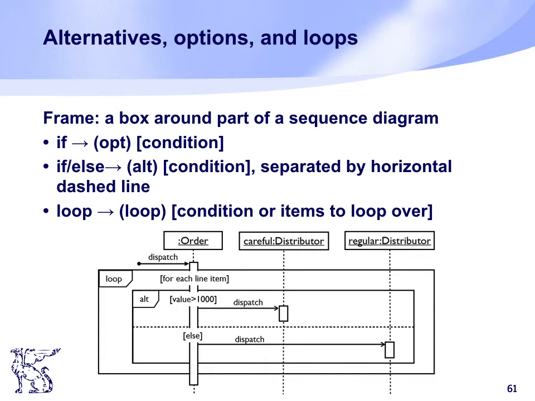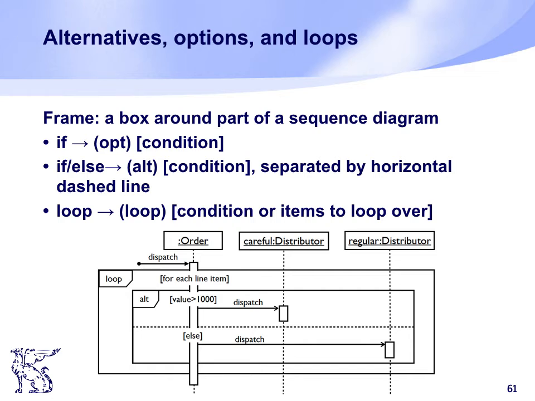Each operand has a guard to test against it, and it is placed at the top left corner of the operand. So here the value is greater than 1000. This is a guard condition of the alternative frame. Okay. So the next one is the loop condition.